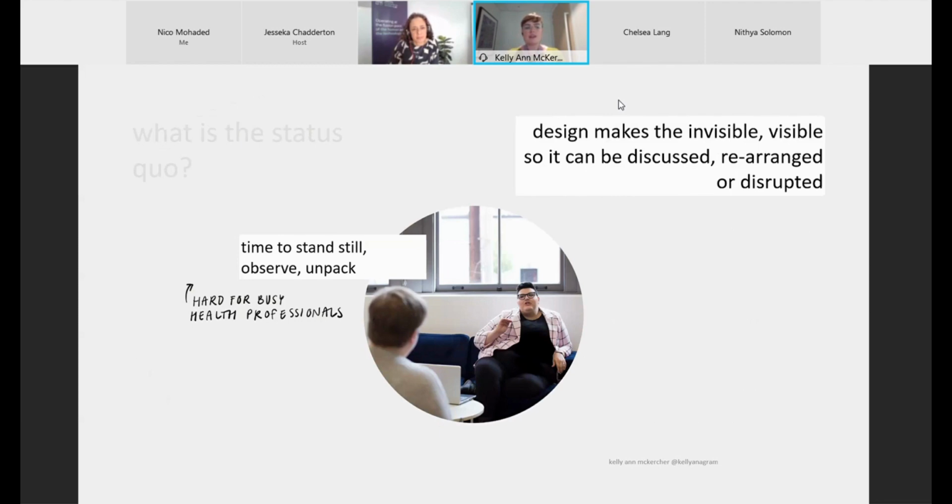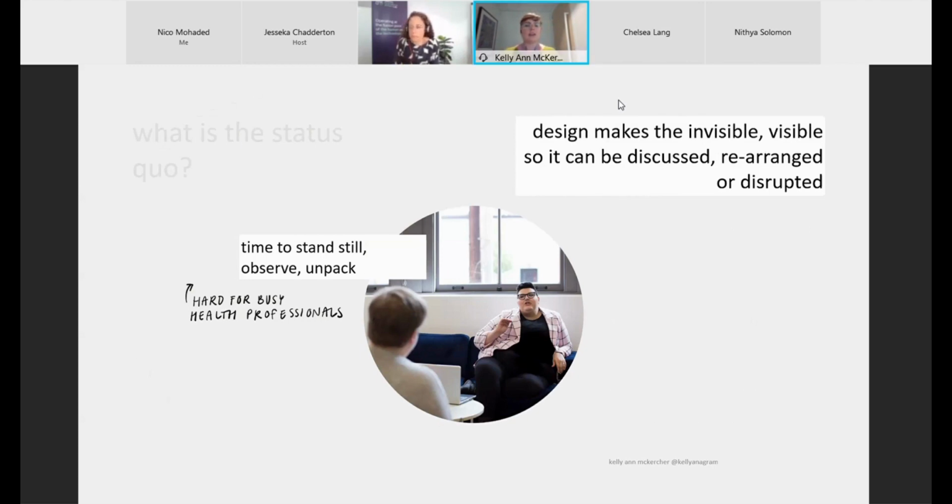And one of the primary ways that a designer, or someone enthusiastic about design or tasked with design, can do this is simply through the time to stand still, to observe, and to unpack. And when we're at the front lines of delivering healthcare, the ability to take that time, to be provided that time, is something that is often a luxury that just cannot be accessed. So design is almost an introduction of a function that allows us to do that.